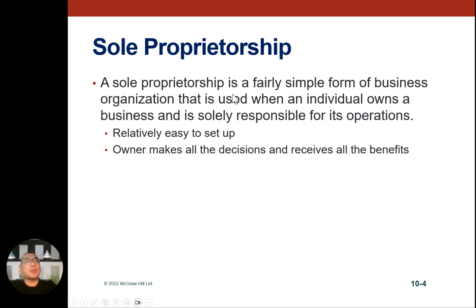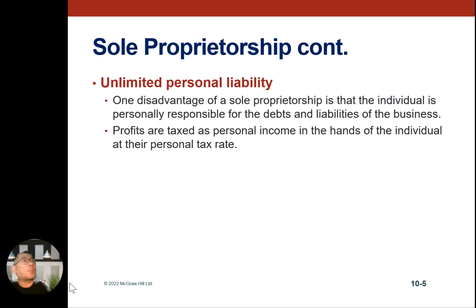What is a sole proprietorship? A sole proprietorship is a fairly simple form of business organization that is used when an individual owns a business or is solely responsible for its operation. It is relatively easy to set up; the owner makes all decisions and receives all the benefits. The problem with a sole proprietorship is that it has unlimited personal liability. One disadvantage is that the individual is personally responsible for the debts of the business. Profits are taxed as personal income in the hands of the individual at their personal tax rate.